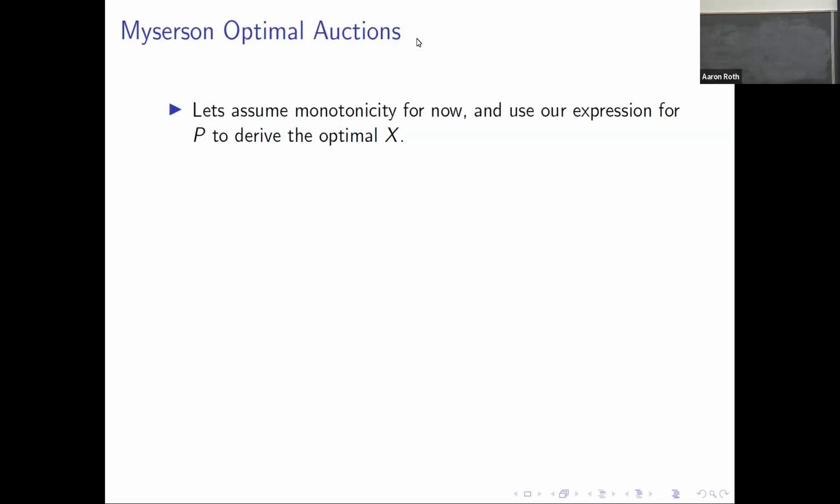But let's forget about that for now. Let's just assume that X is monotone for now, and use our expression for P to derive the optimal X. That doesn't really make sense, because we're deriving X under the assumption that X is monotone, but X isn't something that was fixed, we're deriving it. But let's just ignore that for now, and maybe we're lucky, right?